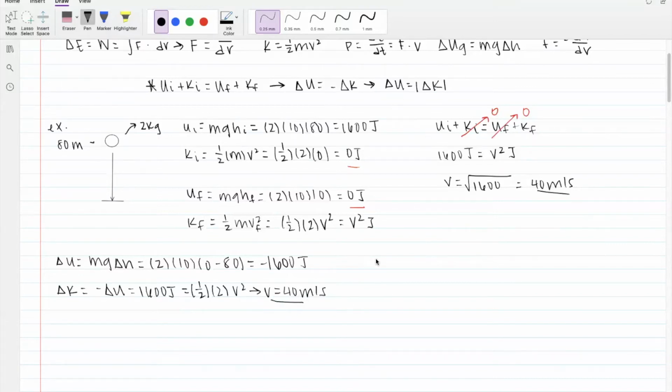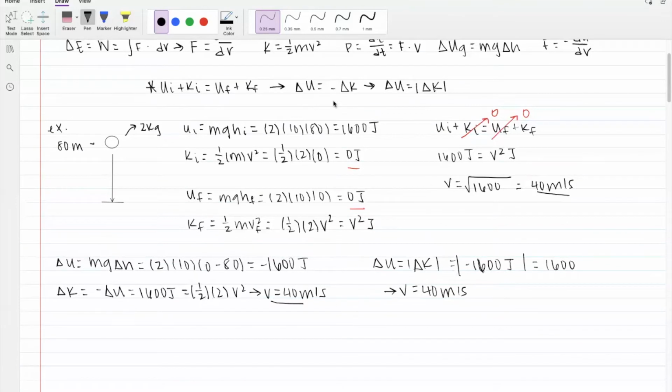And very lastly, using this equation, delta U is equal to the absolute value of delta K. So when we calculate delta U, we got negative 1600 joules. The absolute value of negative 1600 joules is equal to 1600. Therefore, when we solve for velocity, we will still get 40 meters per second. So again, this is helpful if you have a hard time picking which is your 0 point. However, I will always define them in our future problems in this video.